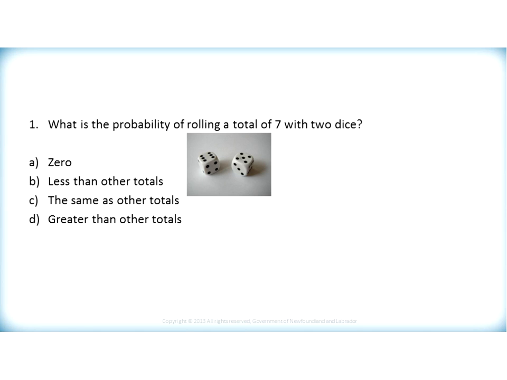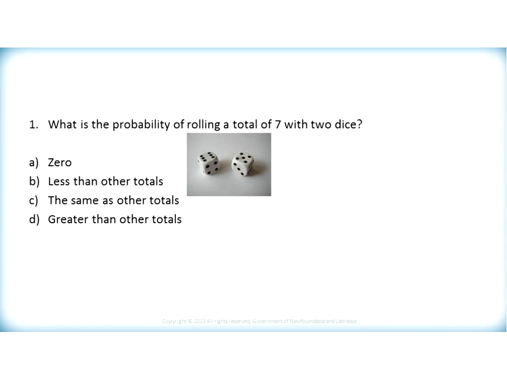So what is the probability of rolling 7 with 2 dice? We have 2 dice here. Is it 0, less than other totals, the same as other totals, or greater than other totals? It seems a pretty broad question, so we're going to look at it in a little more detail.